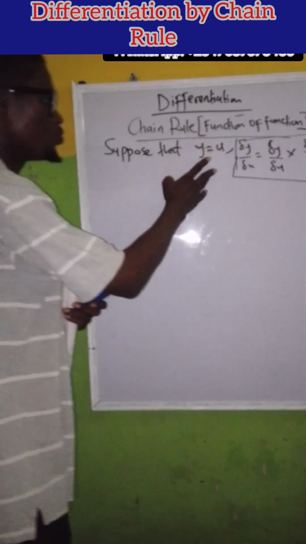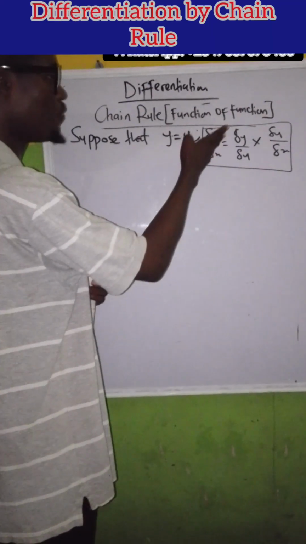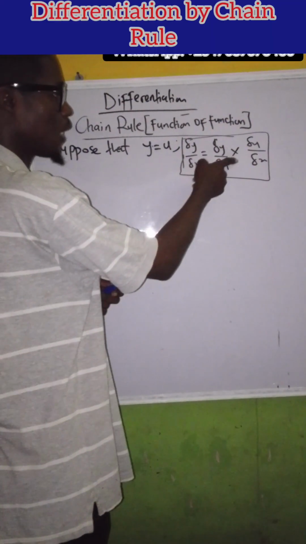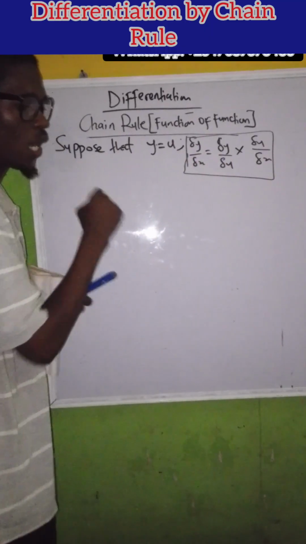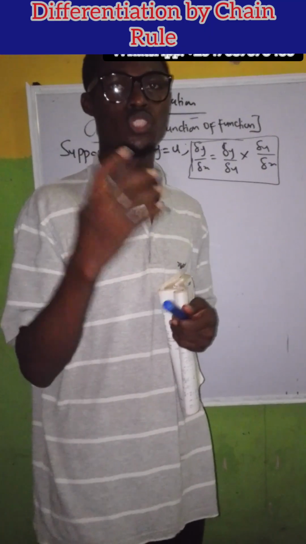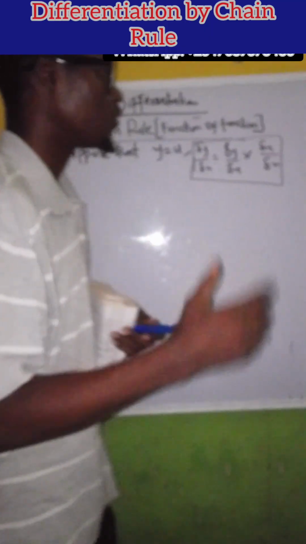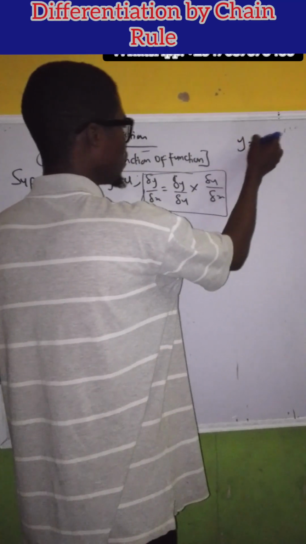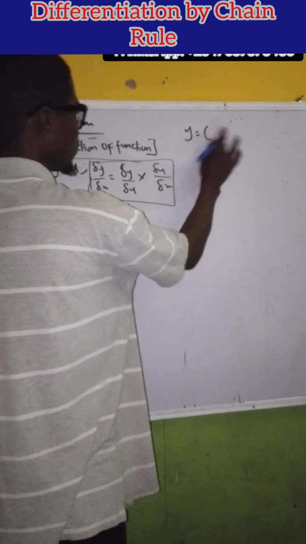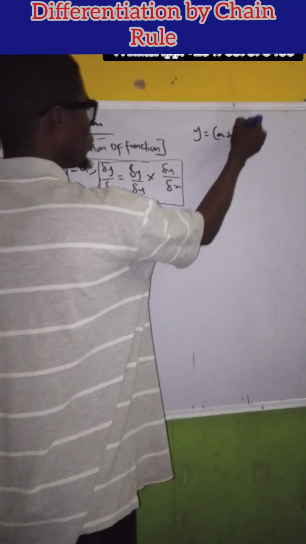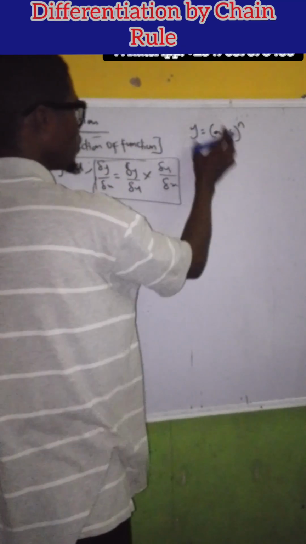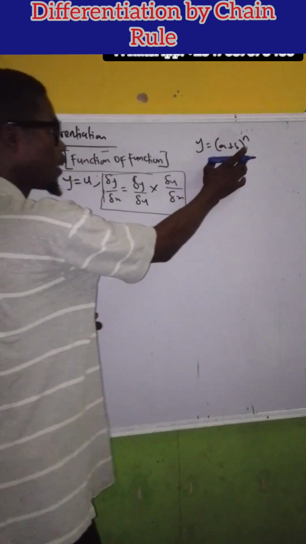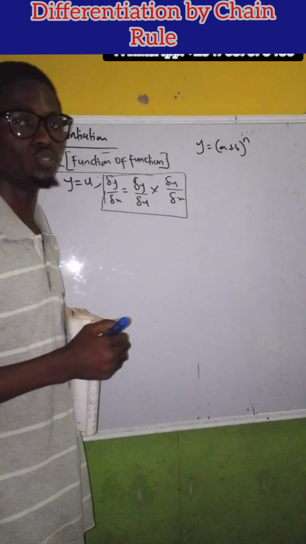So if y equals u, the chain rule can be defined by dy/dx equals dy/du times du/dx. So how do you know when you are to use the chain rule? Whenever you are given questions that have just a bracket, for instance something in this form, (a + b) raised to power n. If you have a question in this form, having just a single bracket with a power, that is when you use the chain rule.